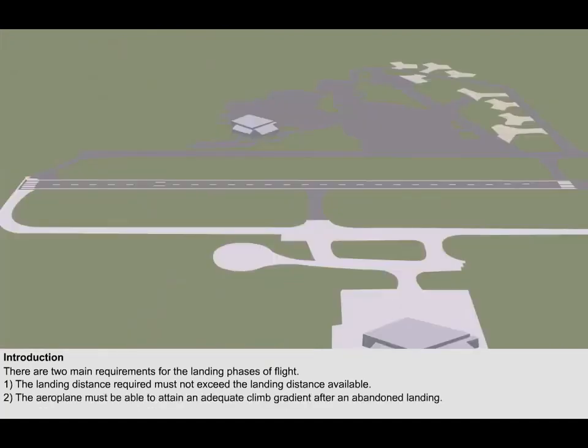The second requirement is that should the aeroplane be unable to land, it must be able to climb away from the aerodrome with an adequate climb gradient. This latter requirement can be called the landing climb requirement.